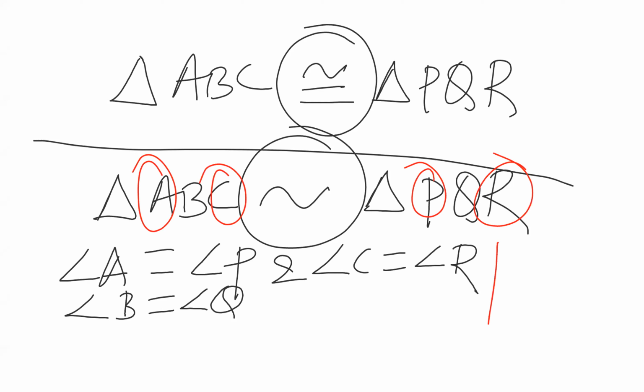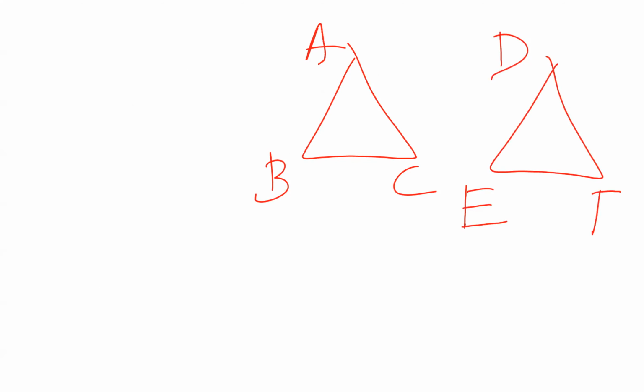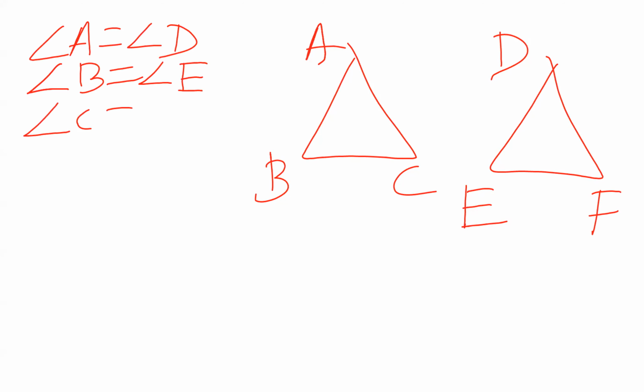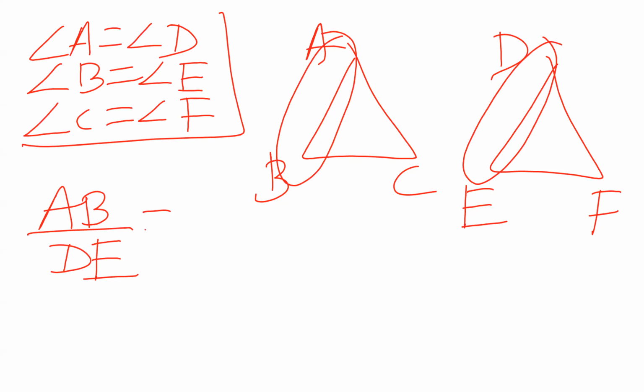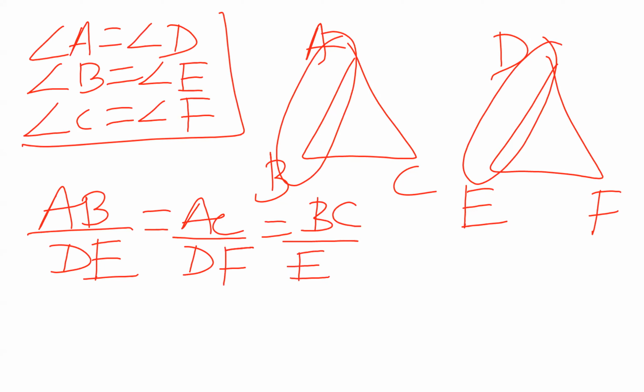Sides are proportional means AB upon PQ is equal to BC upon QR is equal to AC upon PR. Taking one triangle as ABC and another as DEF: angle A equal to angle D, angle B equal to angle E, and angle C equal to angle F. Angles must be equal, and sides proportional means AB by DE equal to AC by DF equal to BC by EF.